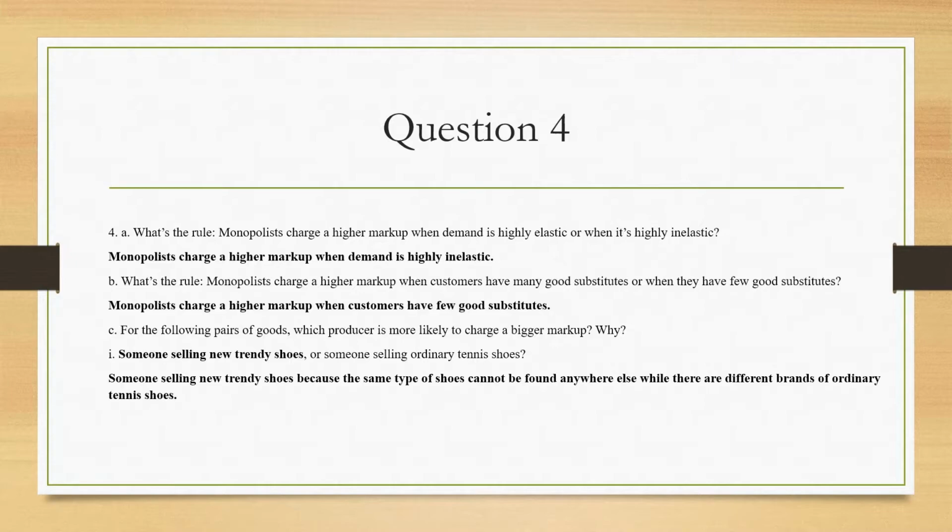Question 4. Monopolists charge a higher markup when demand is highly inelastic, and monopolists charge a higher markup when customers have fewer goods substitutes. It's the same thing. If the demand is inelastic, then that means customers don't have other substitutes to go to. Someone's selling a new trendy shoe because the same type of shoes cannot be found anywhere else. Therefore, the demand is inelastic.